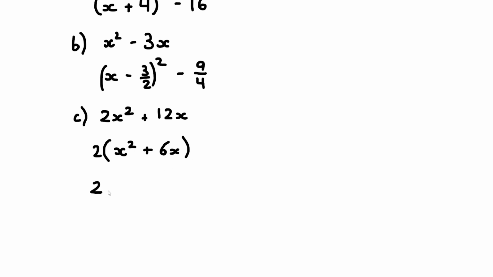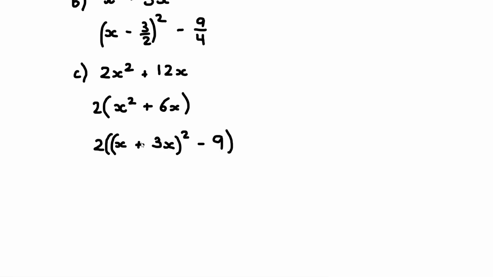So we can say 2 times x, we divide by x, and then we divide this by 2, giving us x plus 3, whole squared. Let's write it like this. This whole squared minus 3 squared, which is 9, so minus 9, and close the brackets. So we don't want to leave it in this form. This bracket is okay, but we want to take this out of the bracket.